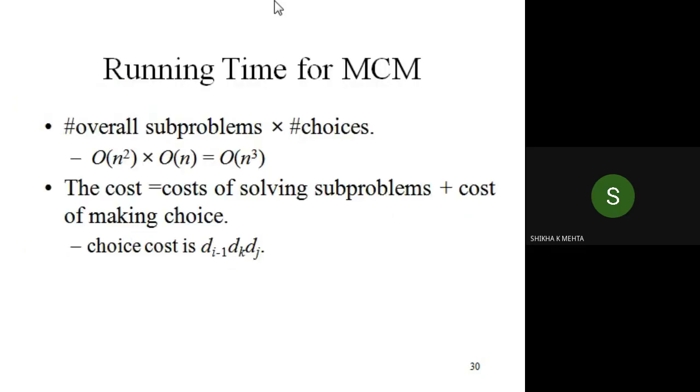The number of overall sub-problems times the number of choices is O(n squared) into O(n), which is equal to O(n cubed). The cost of solving the sub-problems plus the cost of making the choice is d(i minus 1) into d(k) into d(j). So this is the running time for matrix chain multiplication.